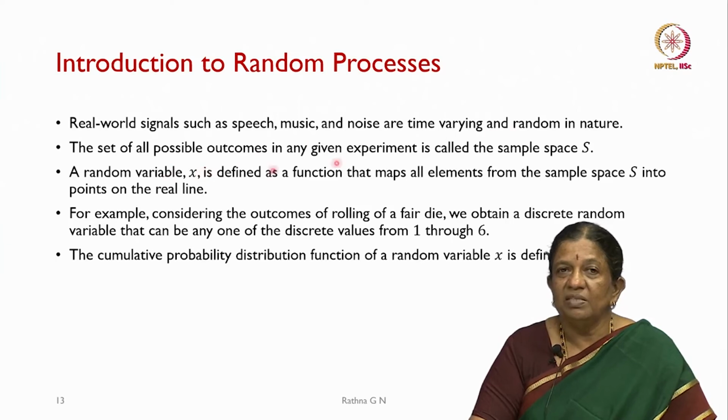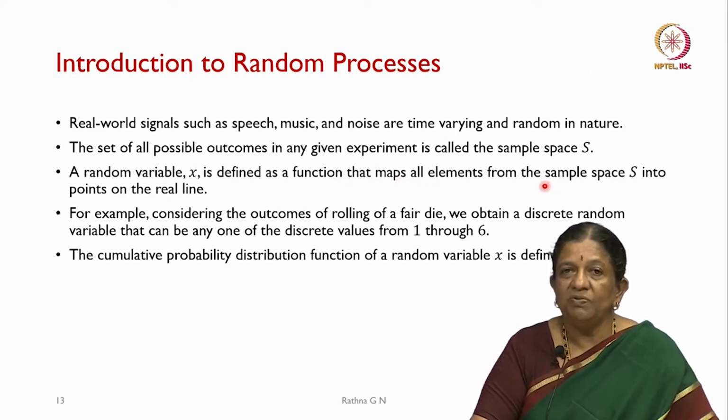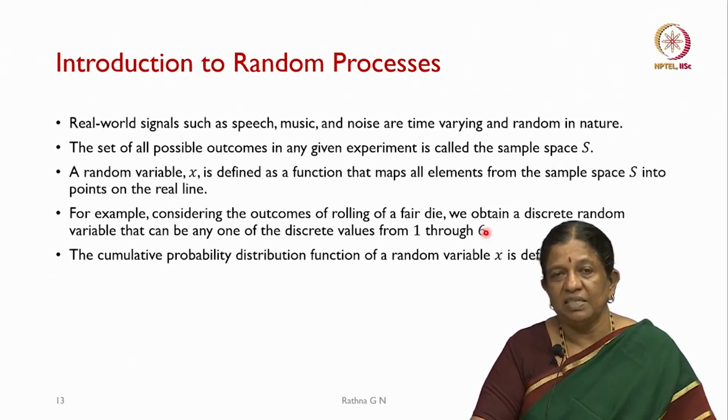So, this is the sample space that we have defined, and we have to define the random variable x. How are we going to define it? This is a function that maps all elements from sample space S into points on the real line. As an example, consider the outcome of rolling a fair die. Okay. So, we obtain a discrete random variable that can be any one of the discrete values from 1 through 6. All of us know that our fair die has 6 values.